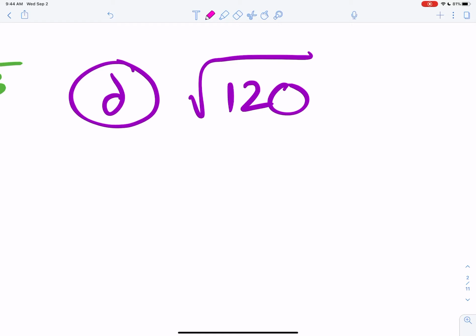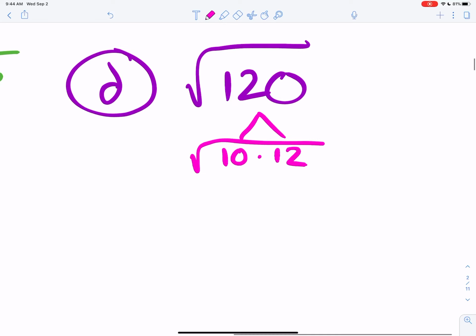Okay, so here, 120 is a large number. I noticed that it's even, so I could probably put a factor of 2. But I noticed that it ends in a 0, so I know it's divisible by 10. So 10 times 12 will give me 120. Okay? And again, if that's not what you were thinking, it's not a problem because at the very end, you should have the same factors, okay?